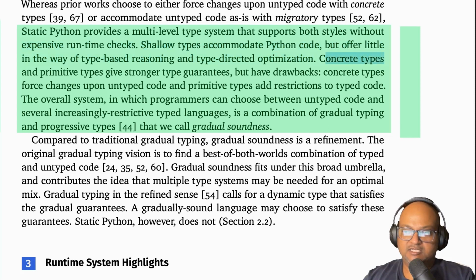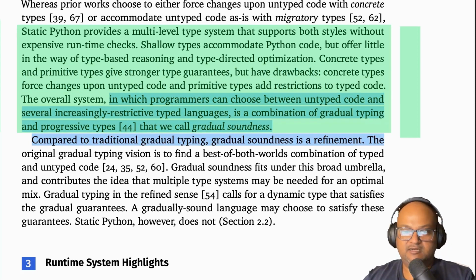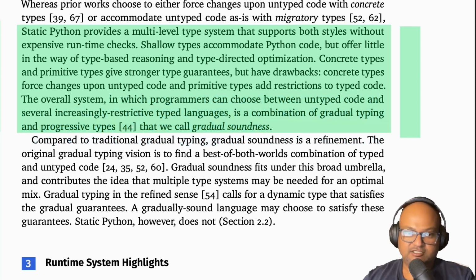Now, if you go beyond these shallow types, like say the built-in dictionary data structure, and start using these new concrete types like the new checked dictionary we just saw, it gives you much stronger type guarantees and also lets the optimizer make that code much faster. But the price to be paid is that you have to make changes beyond that code as well. And this overall system where programmers can crank the dial between untyped code and then gradually increasing the soundness level of their code with concrete types is what the authors call gradual soundness.